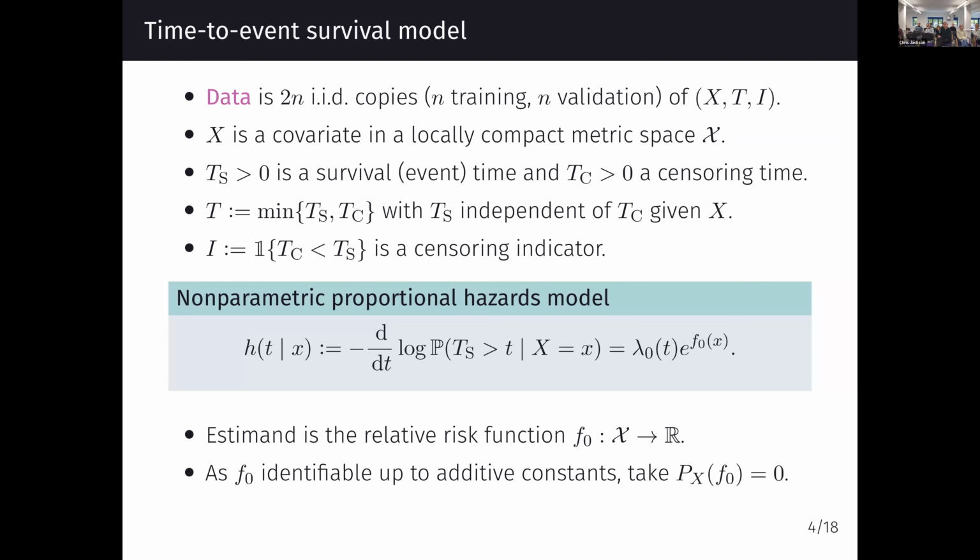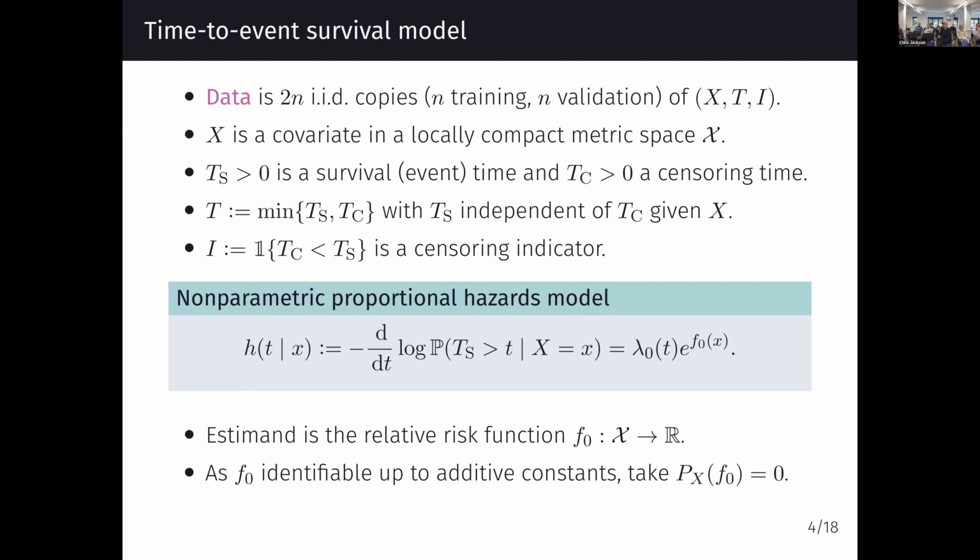And we're going to assume that there's a sort of no confounding assumption here, where the information in X gives you all the information about TS and TC. So we're just going to write I here for the censoring indicator. So I is 1 if that individual was censored rather than experiencing a real event. So based on this model, we can posit a statistical likelihood for this.